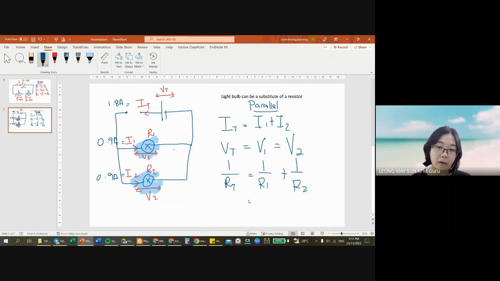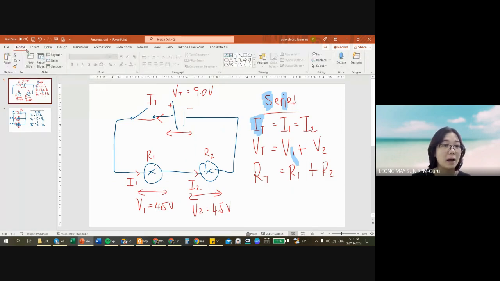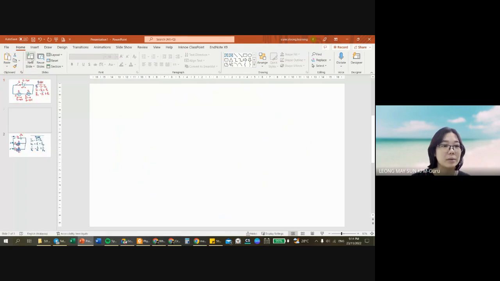So this is parallel and this one is series circuit. I'm going to show you right now how I memorize this too. Sorry if you can hear my girls crying in the background.